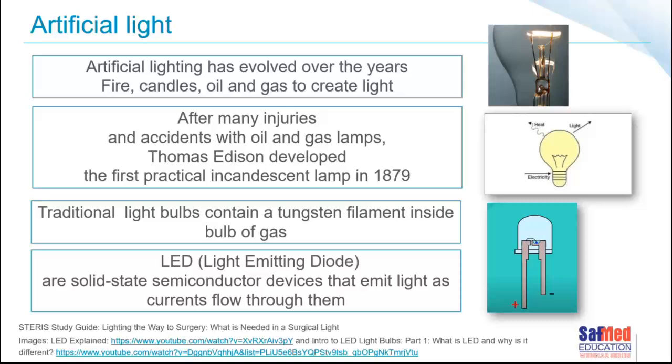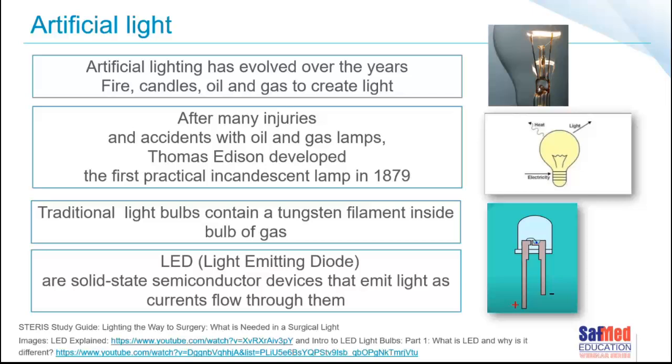What would happen is that electricity will flow through a filament, and then light is emitted. This is what a traditional bulb looks like. It is, of course, a bulb with gas inside of it and a tungsten filament. The electricity then flows into the tungsten filament. The filament heats up the gas. The gas then emits light, but it also emits a lot of heat.